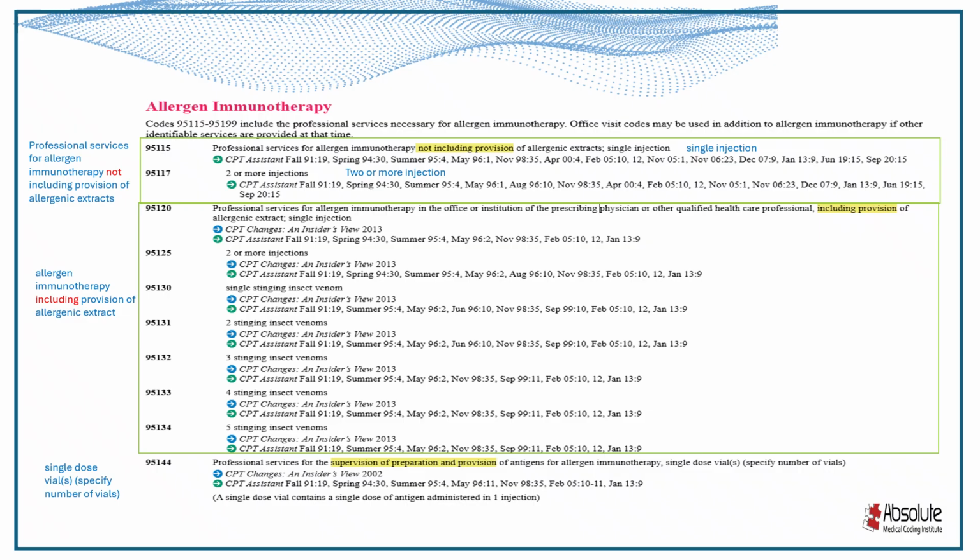And then we have code 95144. This is used when the allergist prepares and supplies the allergenic extract in a single dose vial, and it is usually administered by another physician. So it is not injected by the physician or the allergist who prepares and supplies the allergen extract.